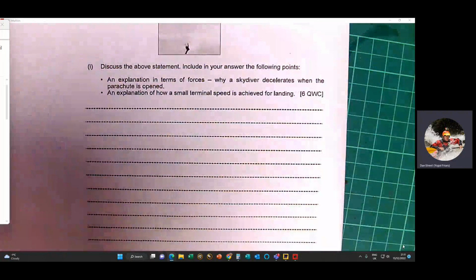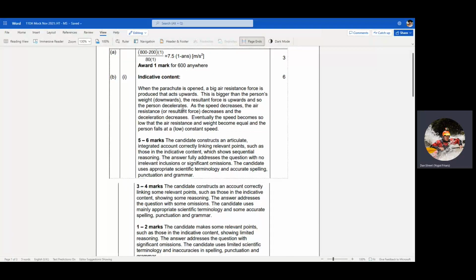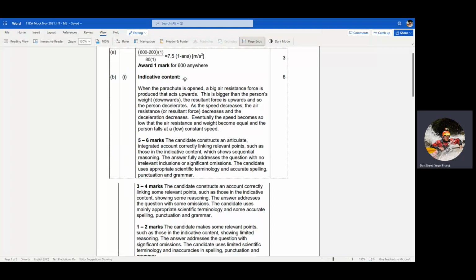Okay, now as this is a QER question or a QWC question, rather than me write out a long extended answer, I shall refer to the official mark scheme. So if we have a look at this, it tells us this is the indicative content, so this is the sort of thing they're looking for, and then it bands that into these 3 different bands as far as quality is concerned.